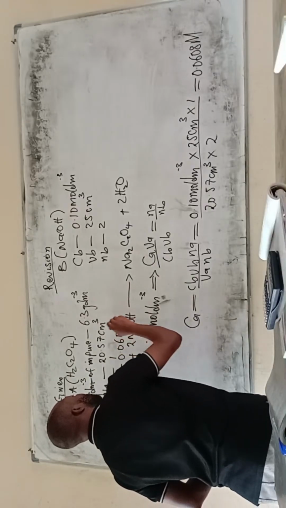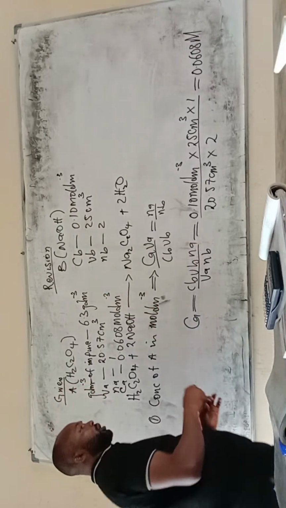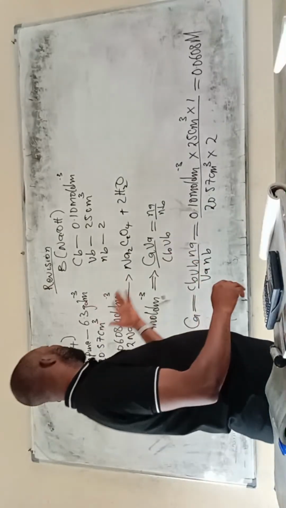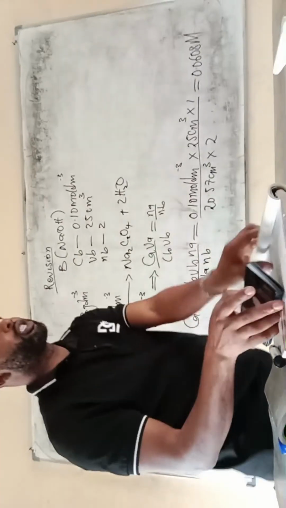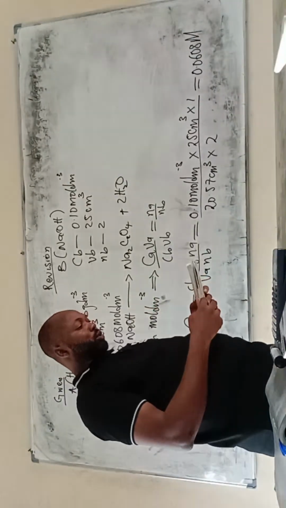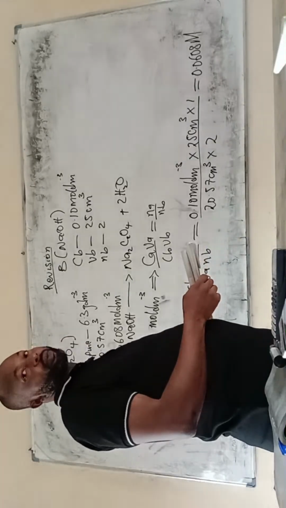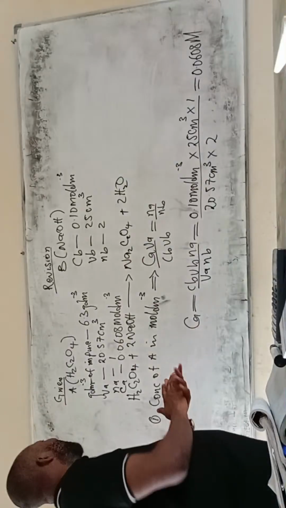0.0608 mole per dm³. So first things first, we've gotten our molar concentration of the acid. Now let's listen to the next question so that we can see what to do. Concentration of solution A in g/dm³. So we have to calculate the mass concentration.